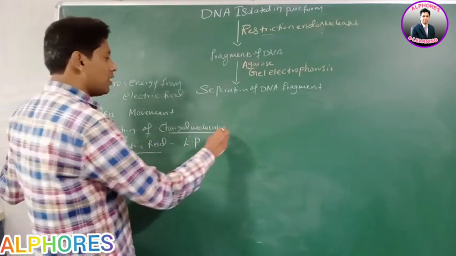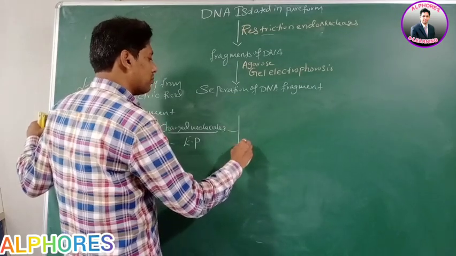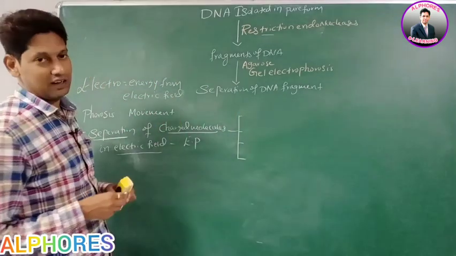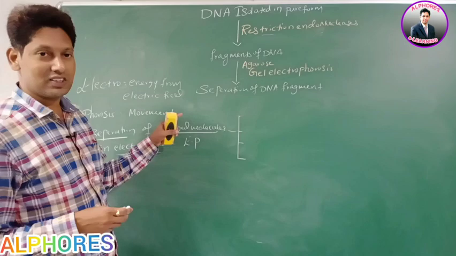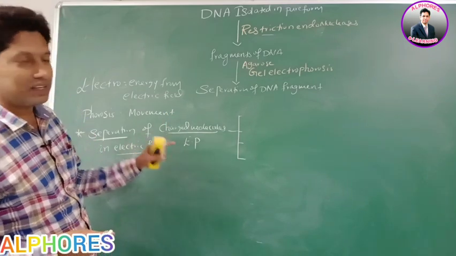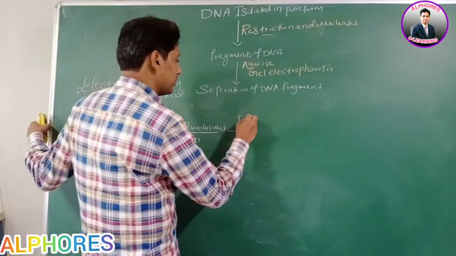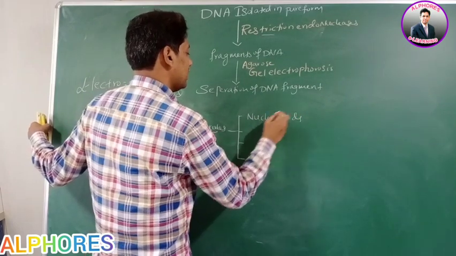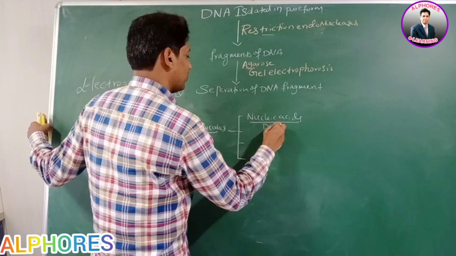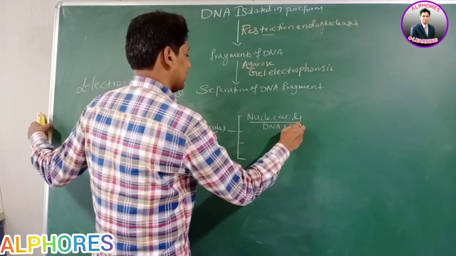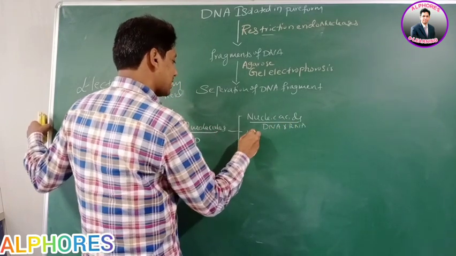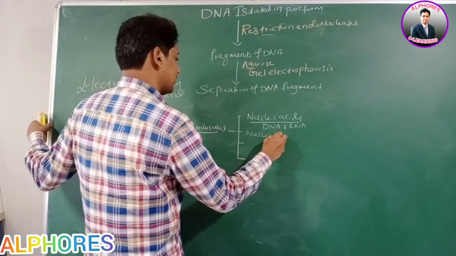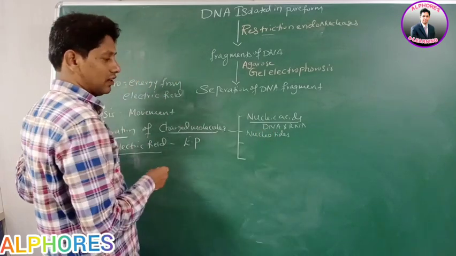Sir, which charged molecules are separated by electrophoresis? Nucleic acids. Nucleic acids means DNA and RNA. Nucleic acids are made up of nucleotides. Therefore, we can separate nucleotides also.